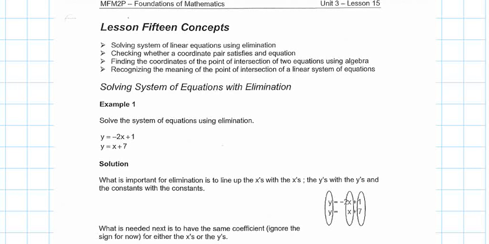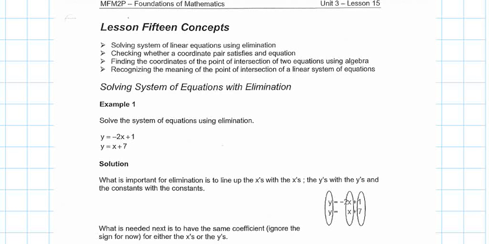And then I'm going to give you an idea of when to use what, okay? When you are given a question and you have to pick one, right? When do you pick elimination? When do you pick substitution? So on and so forth.